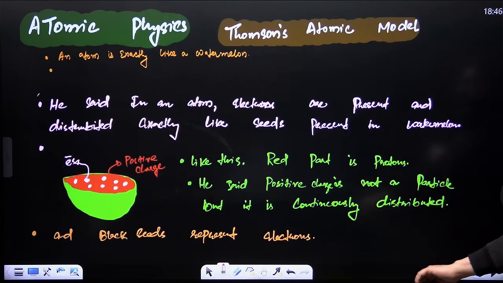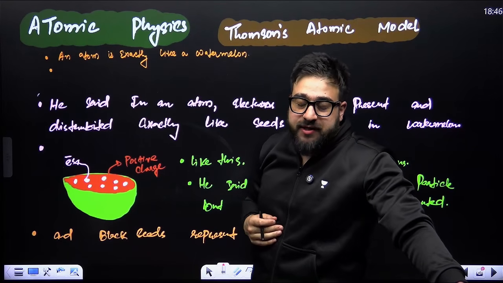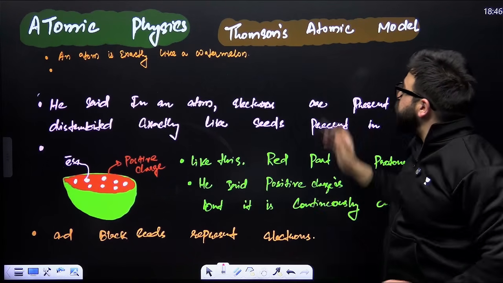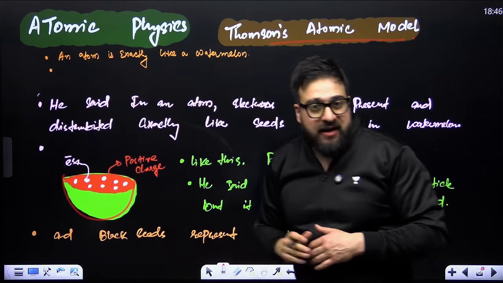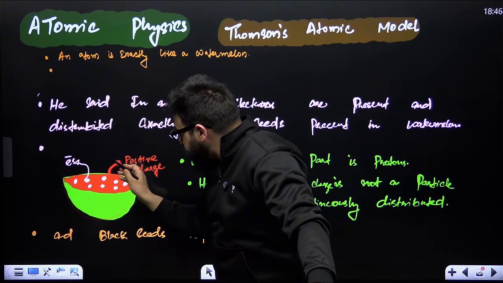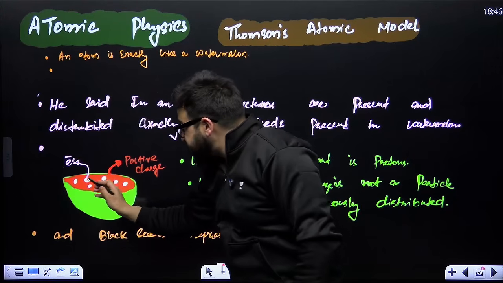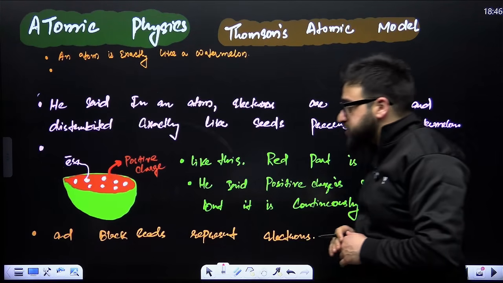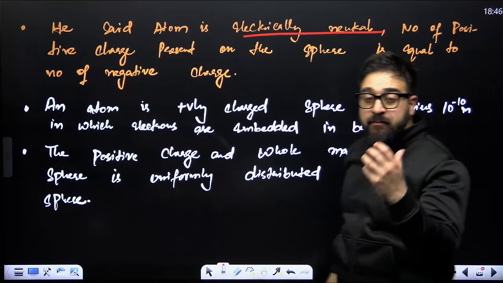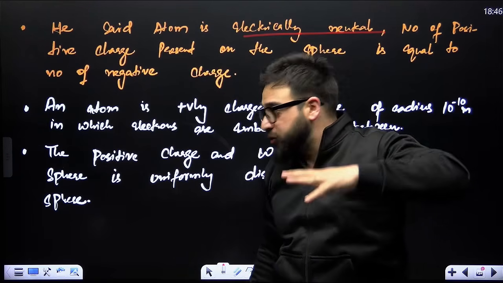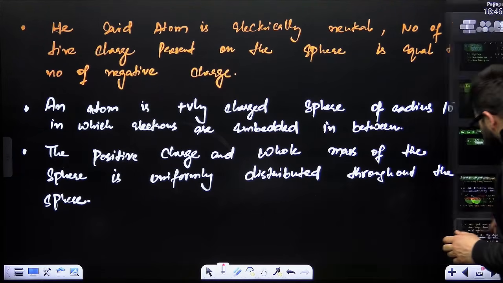Then my dear NEET aspirants, we are done with dual nature of matter and radiation. Now we have atomic physics. The first model of the atom was Thomson's atomic model. Thomson said that an atom is exactly like a watermelon, in which the red portion which we eat means positive charge, and the seeds represent electrons. He also said the atom is electrically neutral, meaning the amount of positive charge in an atom is equal to the amount of negative charge. So this was basically Thomson's model.